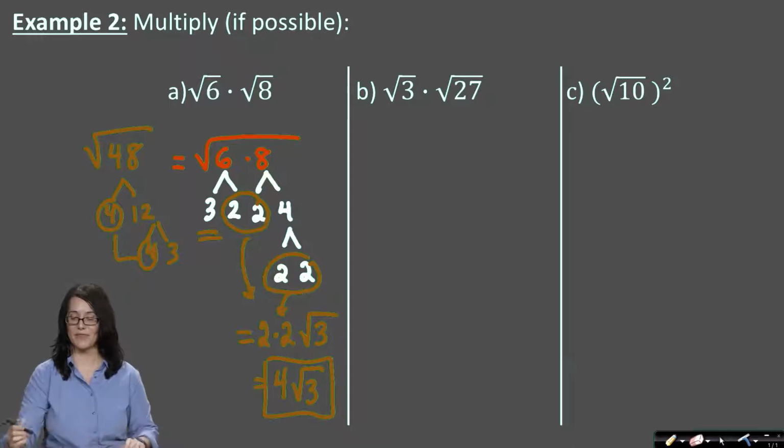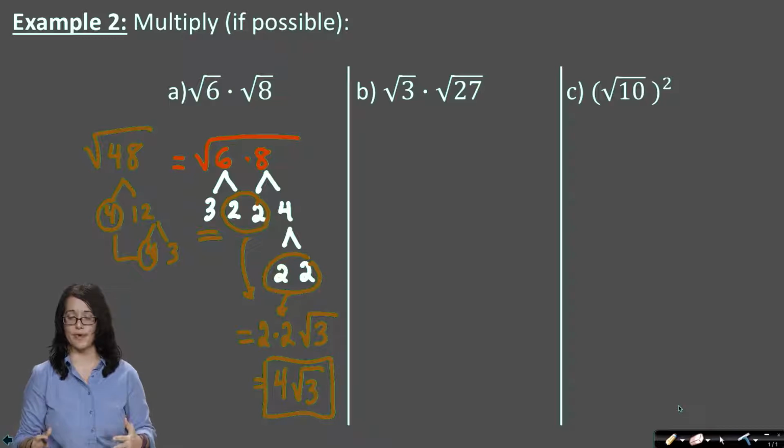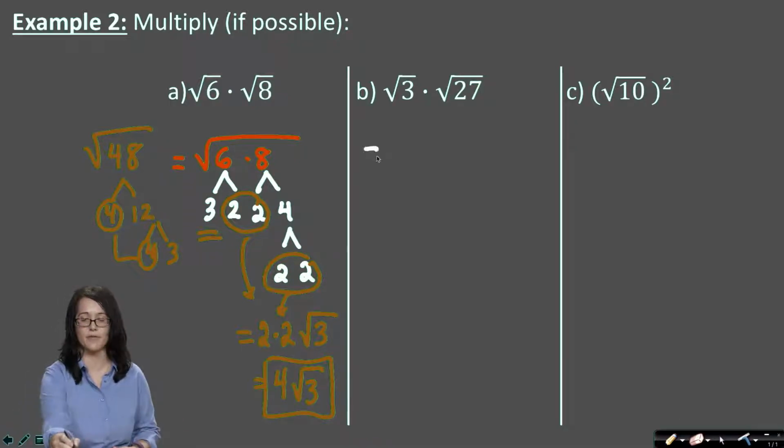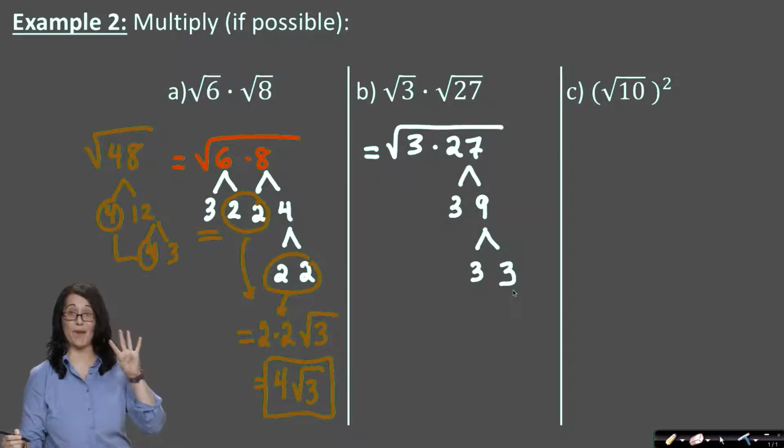Again, feel free to pause the video and try it on your own. In B, we have square root 3 times square root 27. So you're welcome to multiply them together first. That's radical 3 times 27. And I believe you'd get radical 81, and you could break that down, 9 times 9, and end up getting 4 3's to work with. Similarly, if you just broke down the 27 to begin with into 3 times 9, and 9 is 3 times 3, notice we have 4 copies of 3.